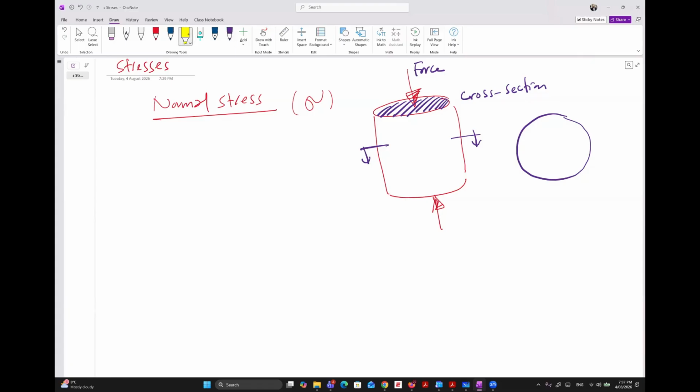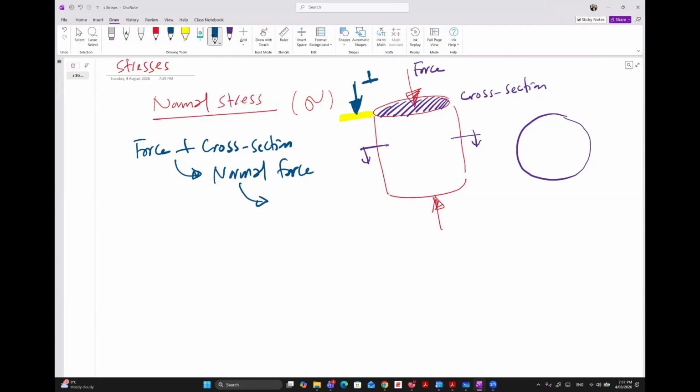So actually, if this is our section, if we simplify it as a horizontal line, so the force is perpendicular. So actually, if the force is perpendicular to the cross section like this one, so we consider this as normal force. So normal force means force perpendicular or normal to the cross section. If the force is normal or perpendicular to the cross section, this means it will cause normal stress.